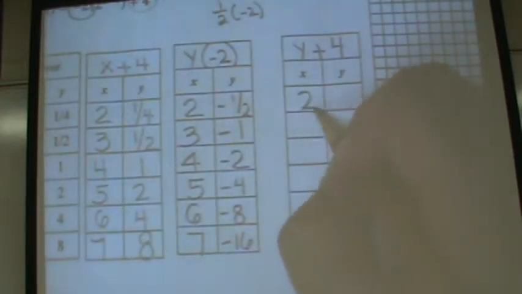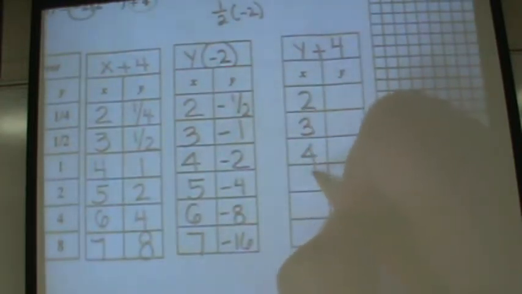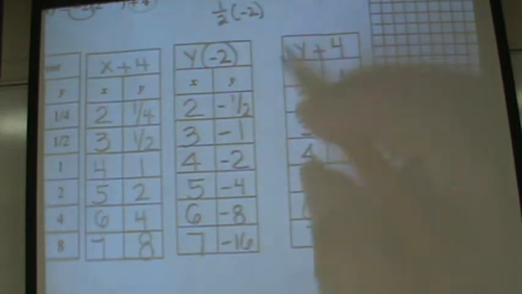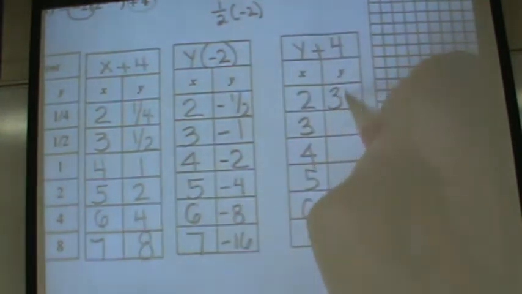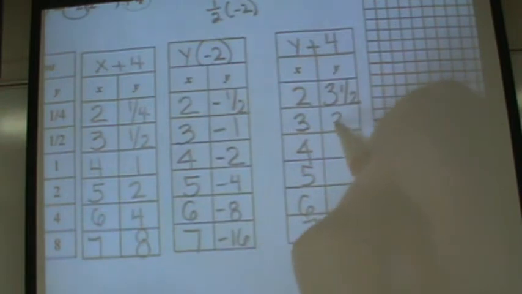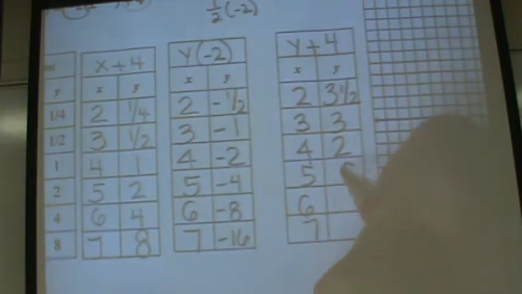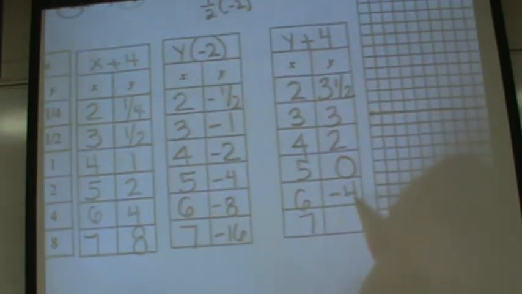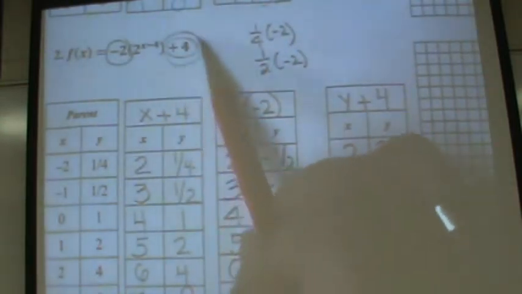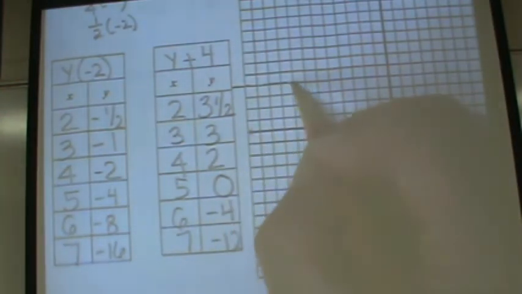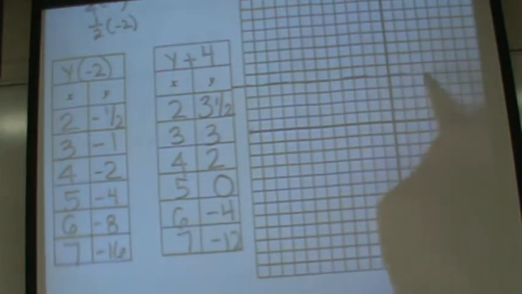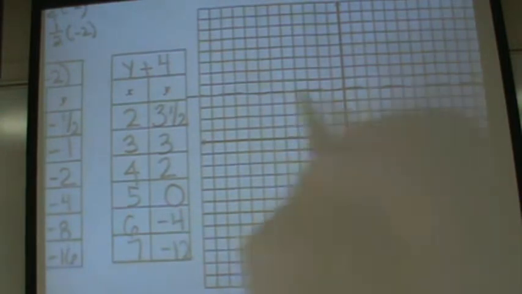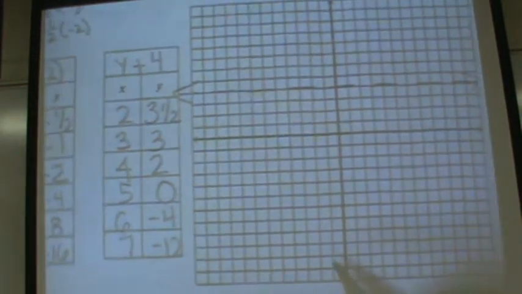So keep your x's the same. Add 4, you get 3.5, 3, 2, 0, -4, and -12. So let's graph this. By the way, what's this right here? Right, that's your horizontal asymptote, so our graph will not cross this line, y equals 4. It'll get closer to it, but not cross it.